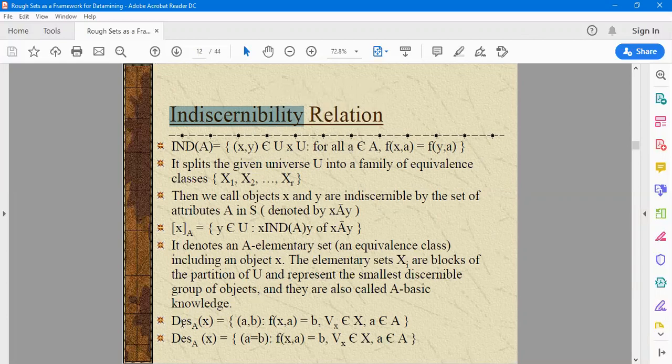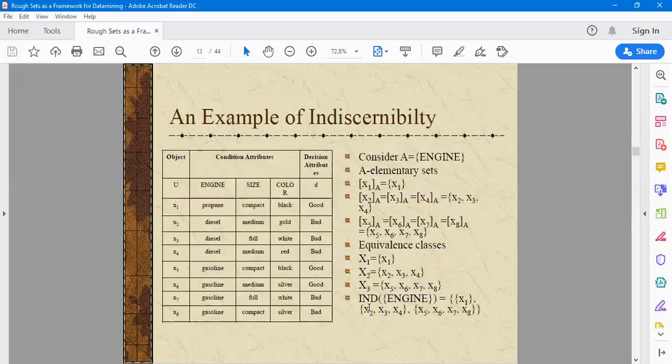where we calculated the basic knowledge sets. These are the preliminary sets, or you can call them the smallest discernible groups of objects, which we call equivalent classes. These are the related sets, equivalent classes for similar clusters, which is denoted by capital X.